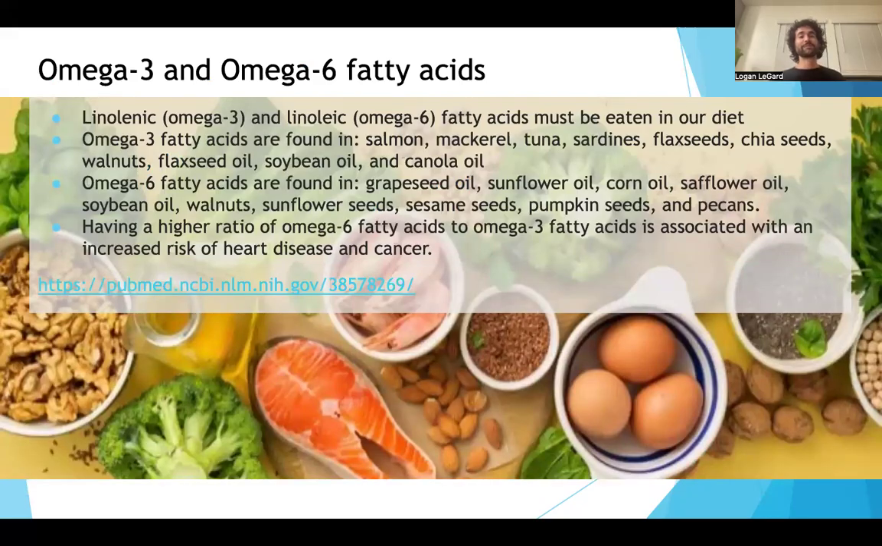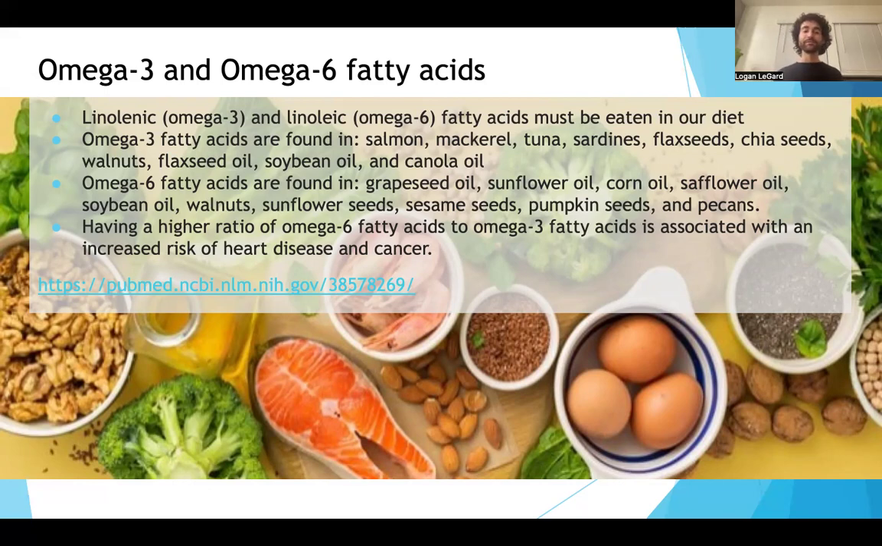Okay, so omega-3 and omega-6 fatty acids. Linolenic, which is omega-3, and linoleic, which is omega-6, must be eaten in our diet. Omega-3 fatty acids are found in salmon, mackerel, tuna, sardines, flax seeds, chia seeds, walnuts, flaxseed oil, soybean oil, and canola oil. Omega-6 fatty acids are found in grapeseed oil, sunflower oil, corn oil, safflower oil, soybean oil, walnuts, sunflower seeds, sesame seeds, pumpkin seeds, and pecans.